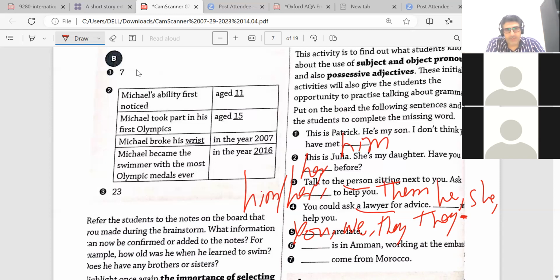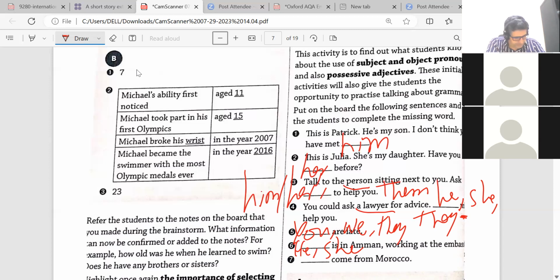Is in Amman. Is in a man working in the embassy. He is. Yes, you can say he or she. That's it. So he is in Amman or she is in Amman. Type 7, the last one.